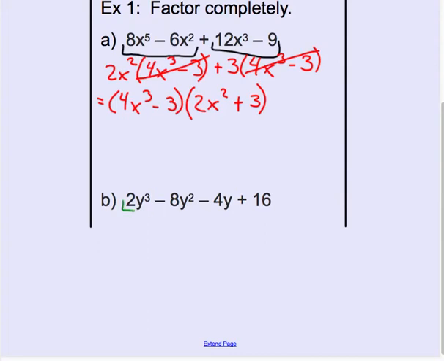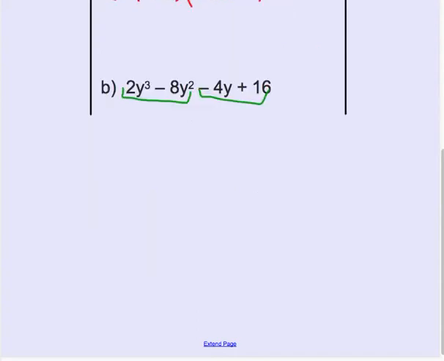Same thing on this one. Group your 2 sets of terms together and divide out the GCF. So we've got 2y squared is the GCF for my first 2 terms, leaving us with y minus 4.